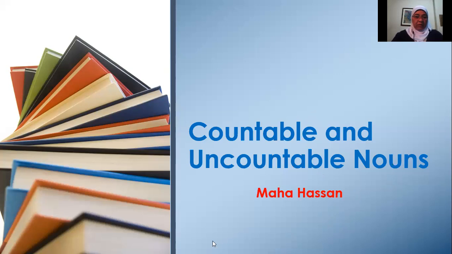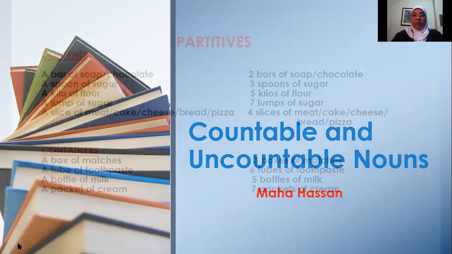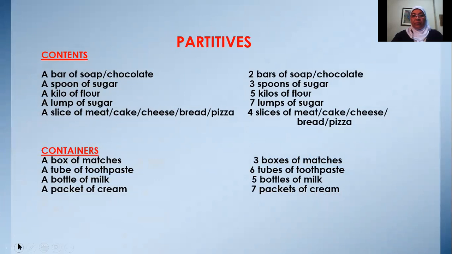Remember last week that we spoke about the countable and uncountable nouns, and we said that the countable nouns are those that can be counted, like pens and desks and books, and the uncountable nouns are the ones that cannot be counted, like water, milk, and sugar. Today we are going to speak about what we call partitives.